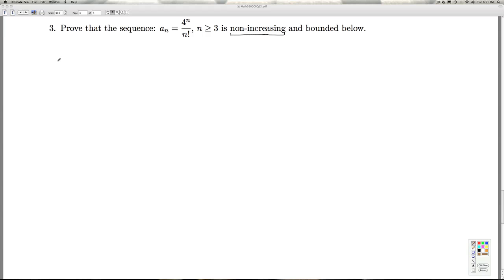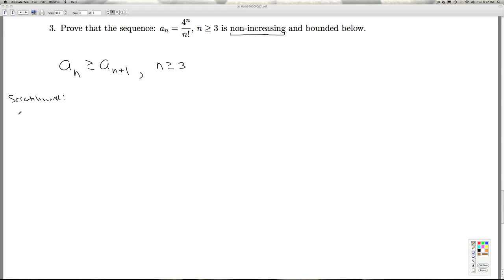Non-increasing means that whatever term you have, the next one can be no bigger than it. So as you go down the sequence, a_{n+1} is less than or equal to a_n. And we have to show this is true for n bigger than or equal to 3. So we start off with our scratch work here. We write down what we want, and then we see if we can get that to work out.